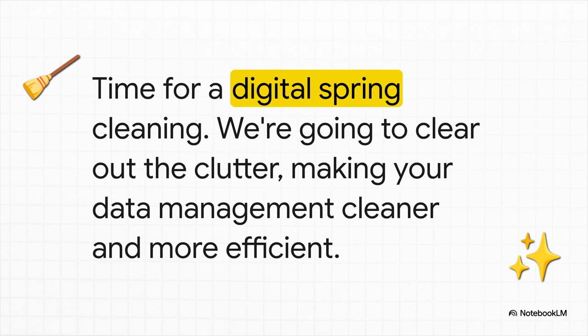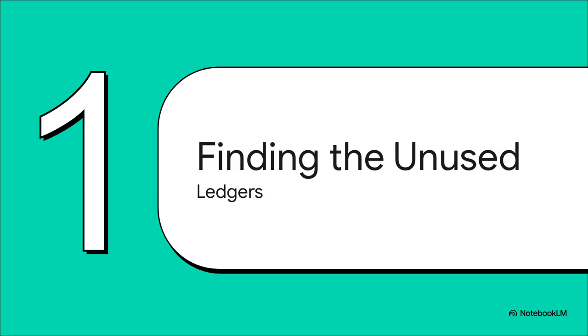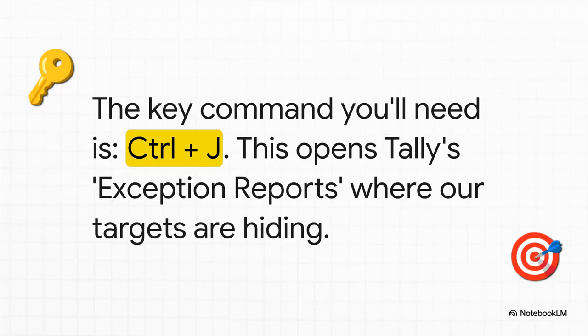Let's start by finding those unused ledgers. First things first, we've got to find these digital ghosts. The good news is TallyPrime has a super powerful tool built right in to help us pinpoint every single ledger that's just sitting there taking up space. And it all kicks off with one simple command. Okay, so the first shortcut you're going to want to burn into your memory is Ctrl+J. This little combo is your key to unlocking Tally's exception reports, and that is exactly where our targets are hiding.